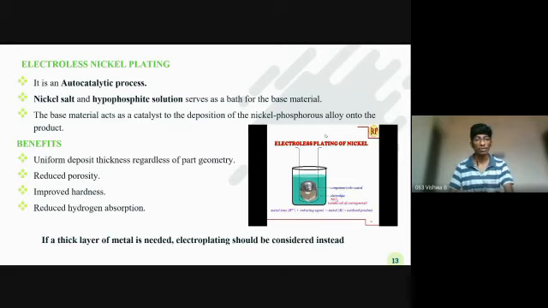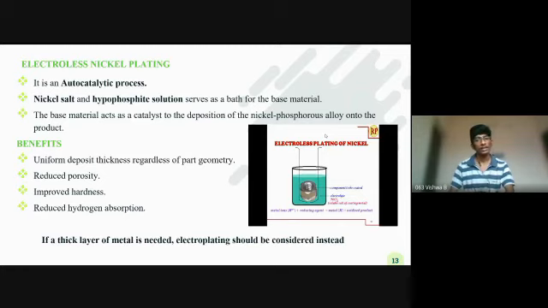Let's see what the benefits are. Uniform deposit thickness regardless of part geometry. We can get uniform deposit thickness and reduced porosity. Reduced porosity means that tiny holes won't be present because of the electroless plating, and it has improved hardness. Compared with electroplating, it has a high resistance to heat and reduced hydrogen absorption. The hydrogen absorption will also be reduced while using electroless nickel plating.